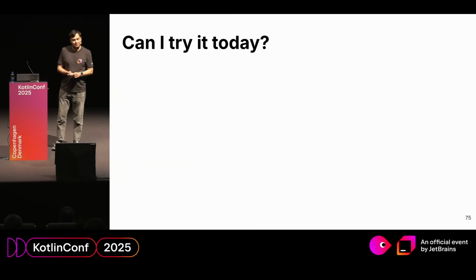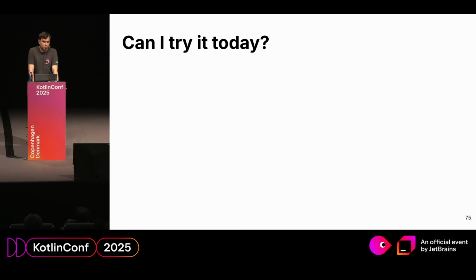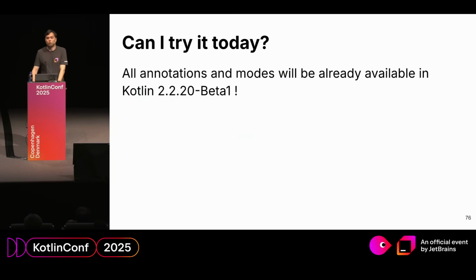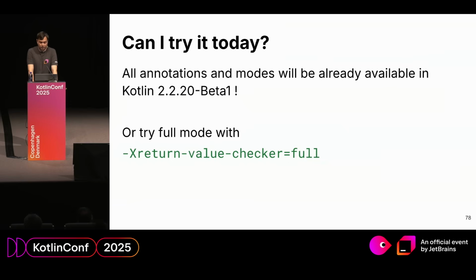So I hope you're excited for this new feature as I am. And if you're excited, you can ask me, can I try this feature today? Well, almost, yes, because all annotations and modes are already available in the Kotlin master, and they will get into the 2.2.20 release, whose beta 1 version will be coming out really soon. So you can try to enable the experimental checker with -Xreturn-value-checker=check, or try full mode with -Xreturn-value-checker=full.